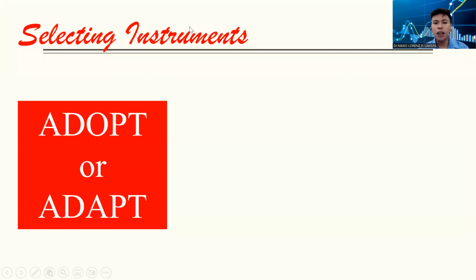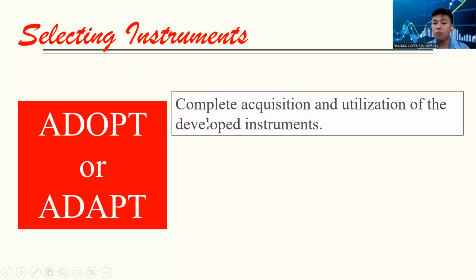Now, in selecting an instrument, there are two words that we want to be mindful of. The first one is adopt with the O and adapt with the A. So what is the difference between the two? Adopt, there is a complete acquisition and utilization of the developed instrument. You just get it in total. Whatever it is, you adopt. So, complete acquisition and utilization of the developed instrument.